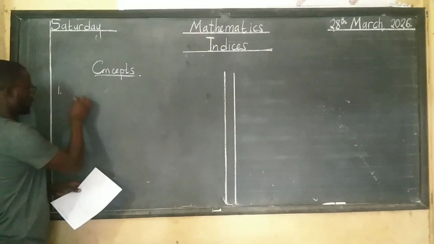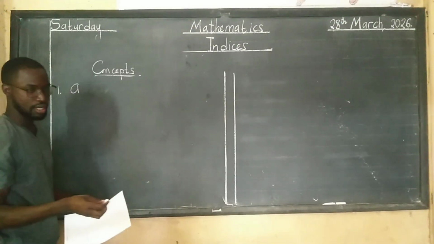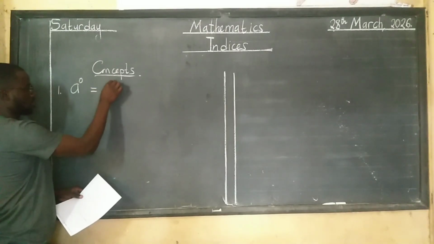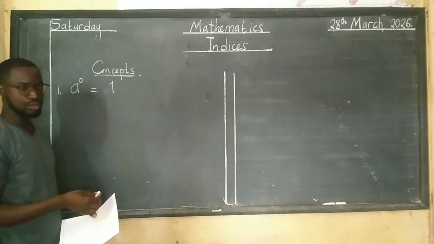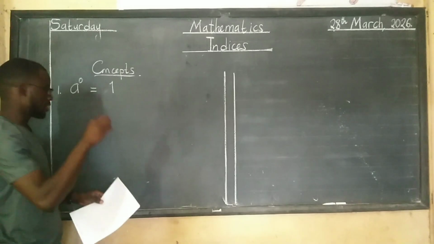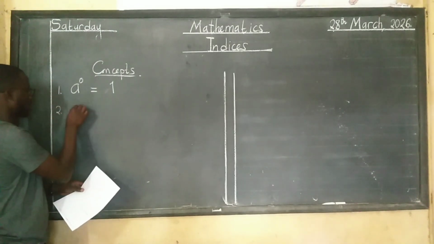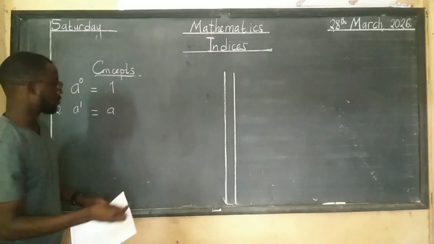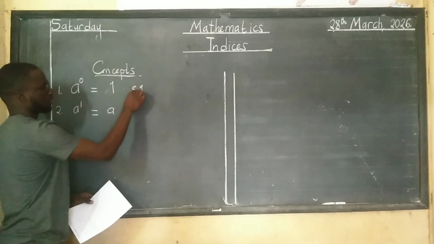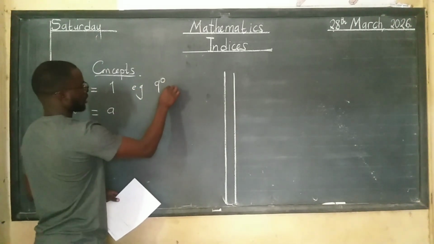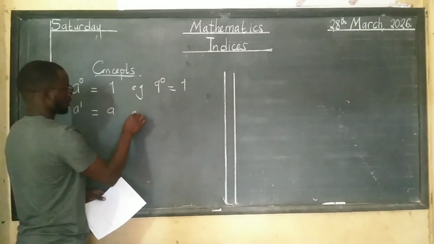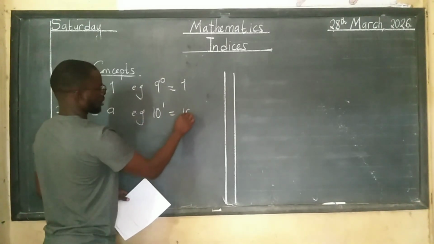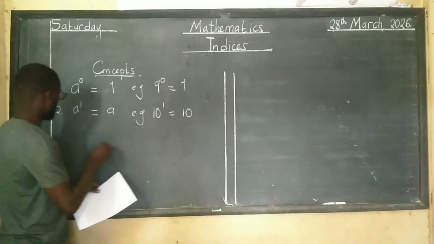When you are given a number, let's say a, to the power 0, the answer is 1. So any number to the power 0 is 1. Then number 2, any number to the power 1 is the number itself. For example, if we have 9 to the power 0, the answer is 1. If I have 10 to the power 1, the answer is 10.